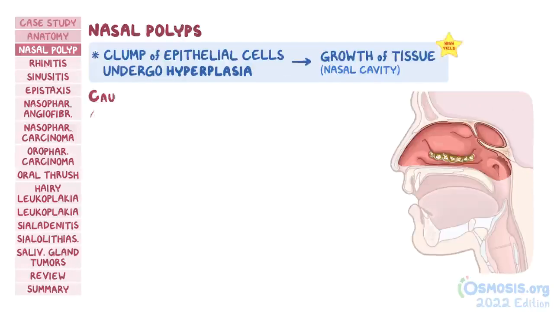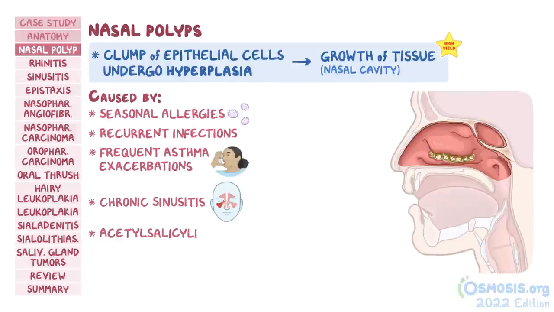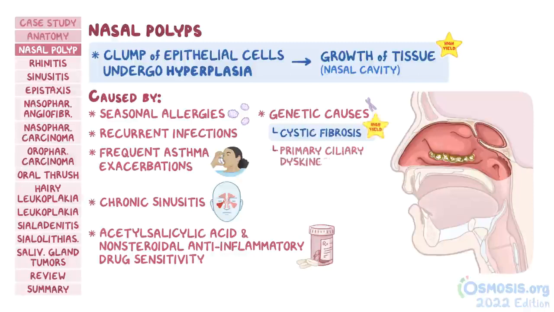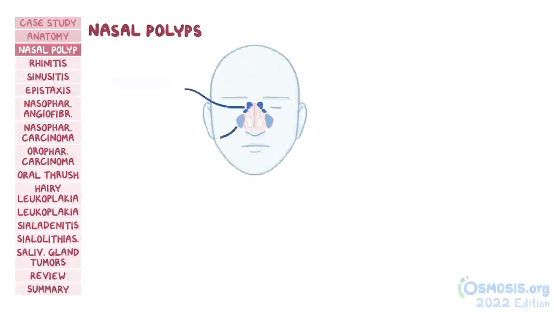This is most often caused by seasonal allergies, recurrent infections, frequent asthma exacerbations, chronic sinusitis, or acetylsalicylic acid and non-steroidal anti-inflammatory drug sensitivity. There are some genetic causes too. That's high yield. Remember that it's associated with cystic fibrosis and primary ciliary dyskinesia. You also need to know that usually, nasal polyps form in the ethmoid or maxillary sinuses and are typically non-cancerous.